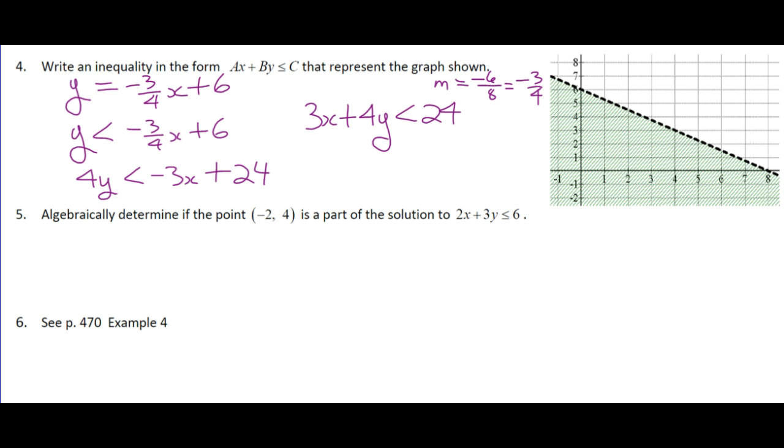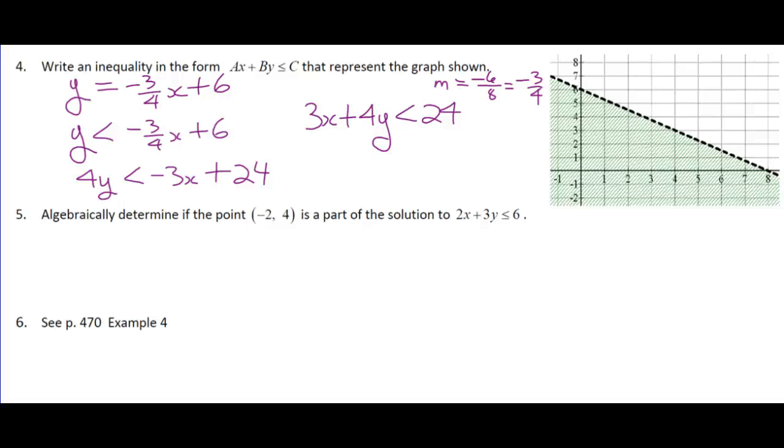Okay, so we got to move the x over, right? It's got to be ax. I like my a to be positive, which it is because it was a negative 3x. It moves over, becomes positive 3x plus 4y is less than 24. If that had been a plus 3x and I moved it over, I would have a negative 3x. I would have gone through, multiplied by a negative, changed all of the signs, and flipped the inequality. But this is 3x plus 4y.